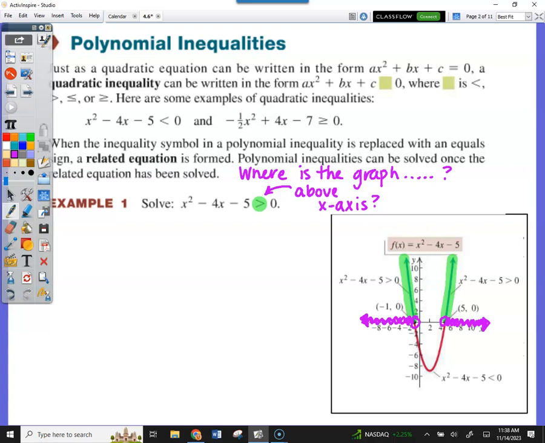Now, how do you solve it algebraically? You pretend like it's an equation, so that you can find where it actually is crossing the x-axis, which means your critical values. These are factors of -5 that add up to -4: -5 and +1.